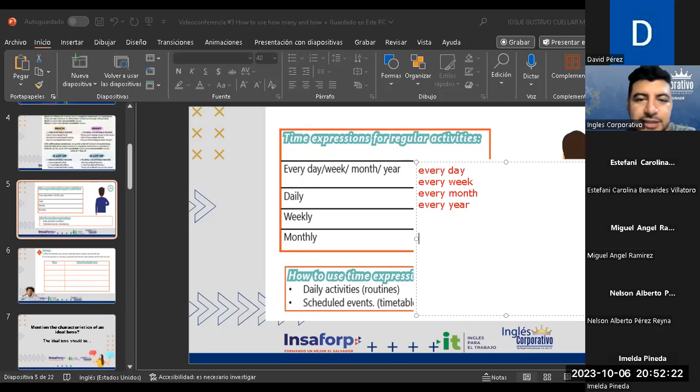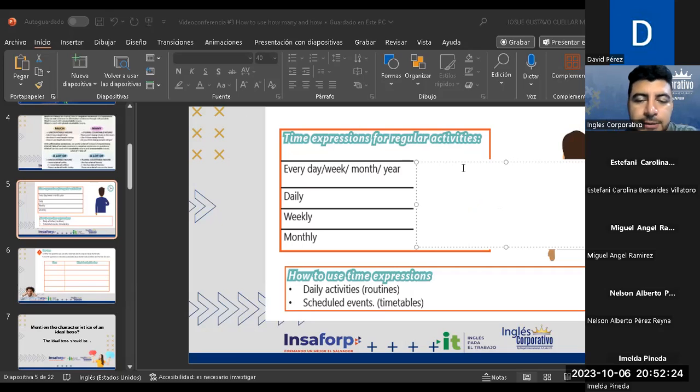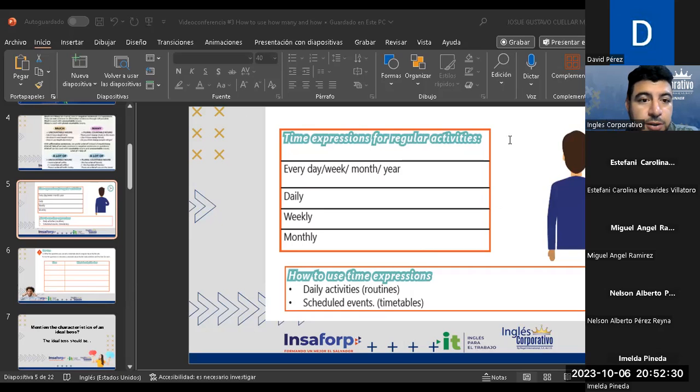Very nice sentences using time expressions. Okay, Wendy, your turn. He walks in the park every week. I want to work every day. Mm-hmm. That's it. Thank you. Okay. Well done, my friends.